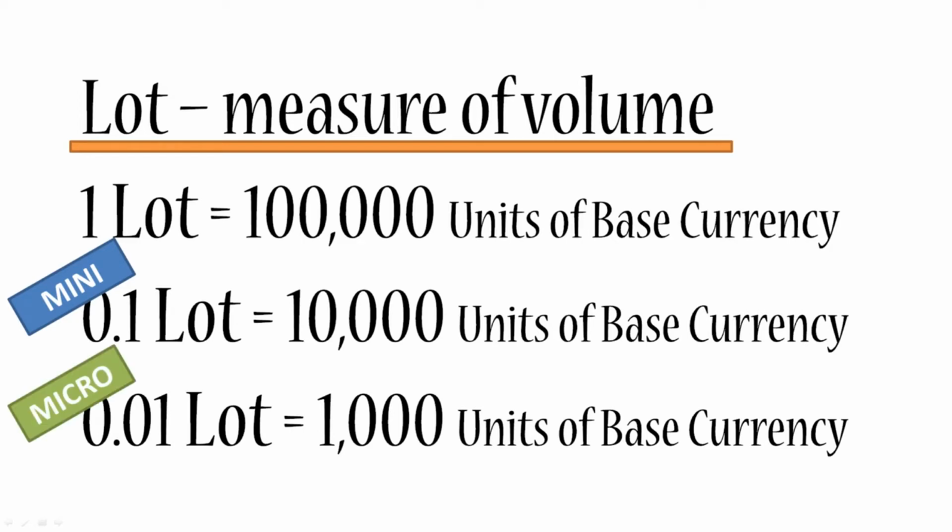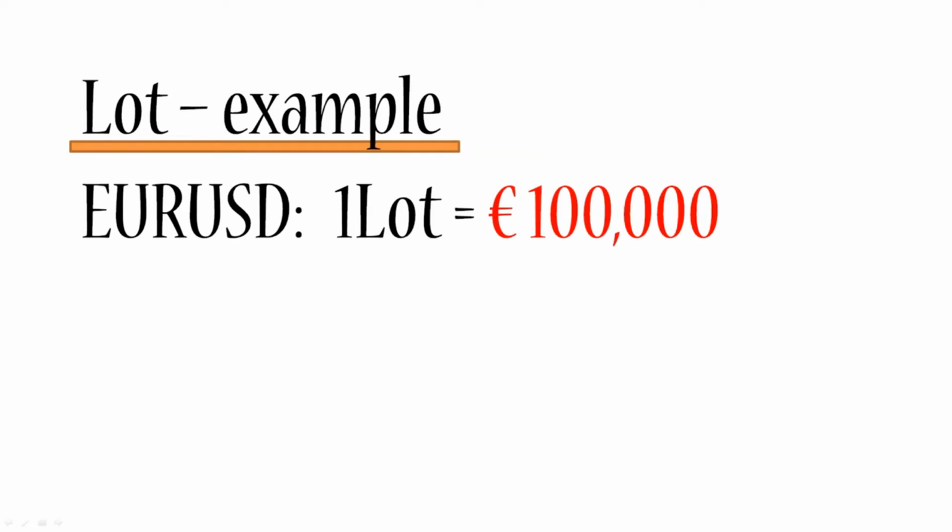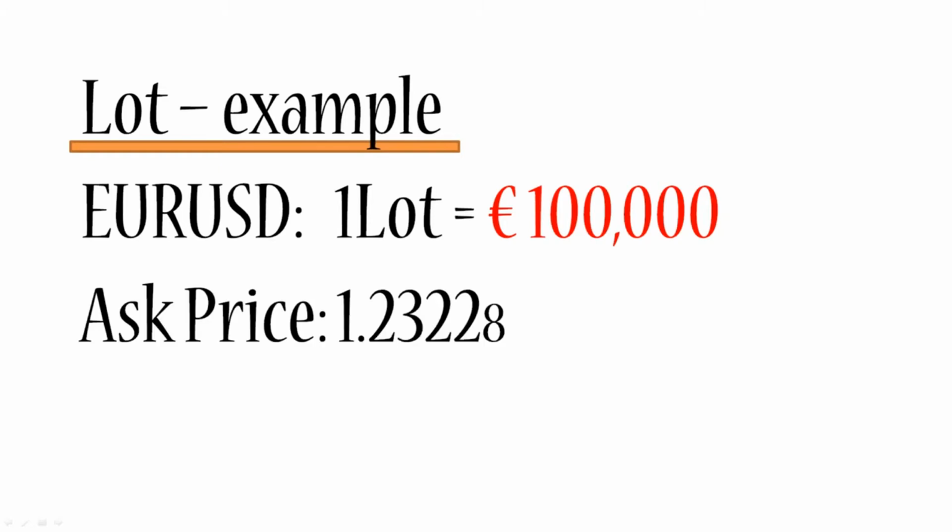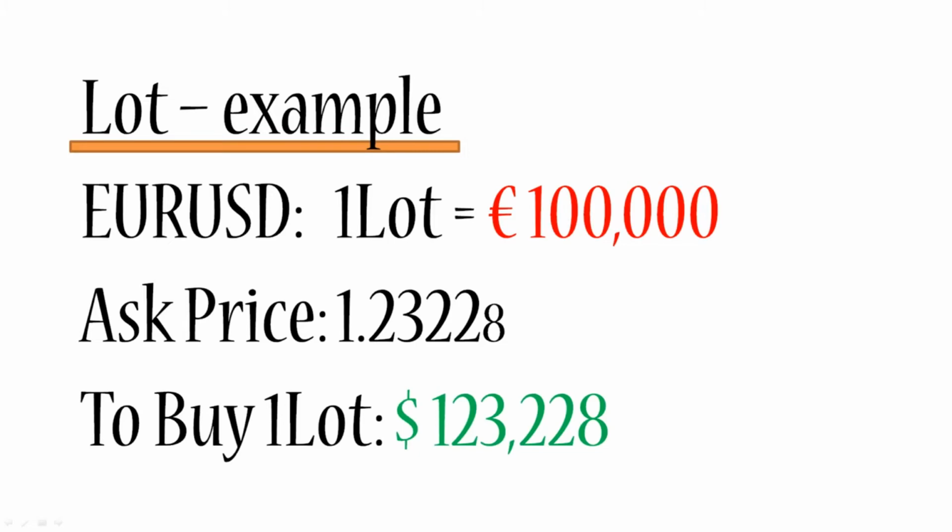So let's have a look at an example. For instance, you want to trade the euro dollar and you want to conduct a buy transaction with the volume of 1 lot. That means that you will be buying 100,000 euros in that one transaction. The ask price with your broker is currently 1.23228, and that means that in order to buy 1 lot of euro US dollar, you need 123,228 American dollars on your account.